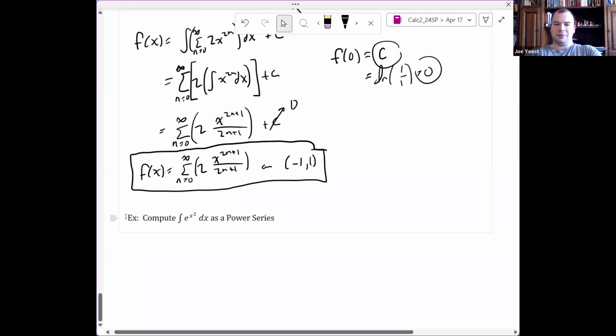And when we come back, we'll wrap up with one last problem, computing the integral of e to the x squared dx as a power series. We know we can't write an antiderivative for this in terms of nice functions, but can we write it as an infinite series? We'll take a look at that next time.